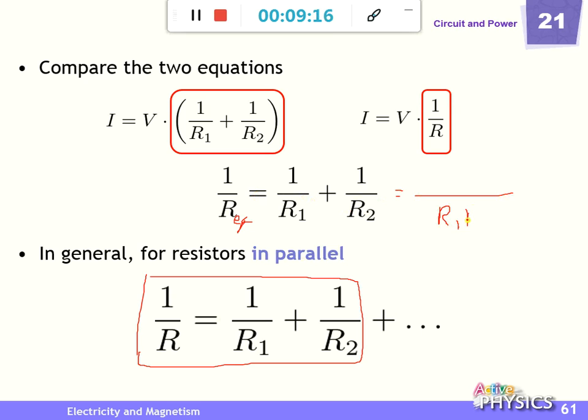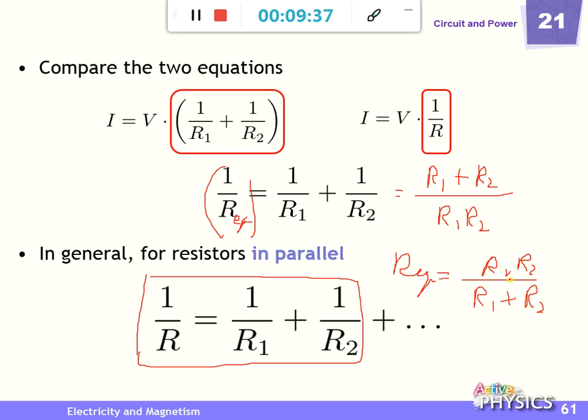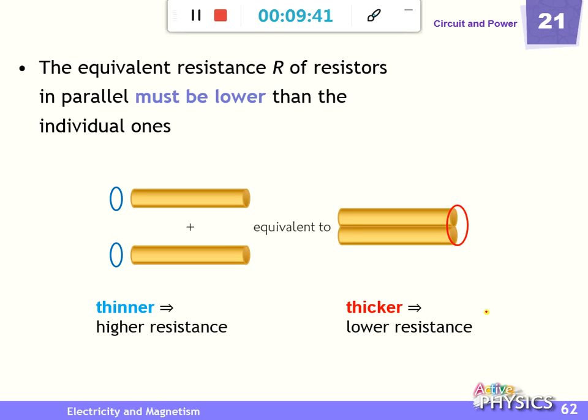And of course, if this is for two resistors, you can rearrange the terms. This one should be R1 R2, and this one should be R1 plus R2. But once again, this one is the inverse. Then R equivalent will be the inverse of it. So this one will be the product, and this one will be the addition of them. 分子相乘，分母相加.